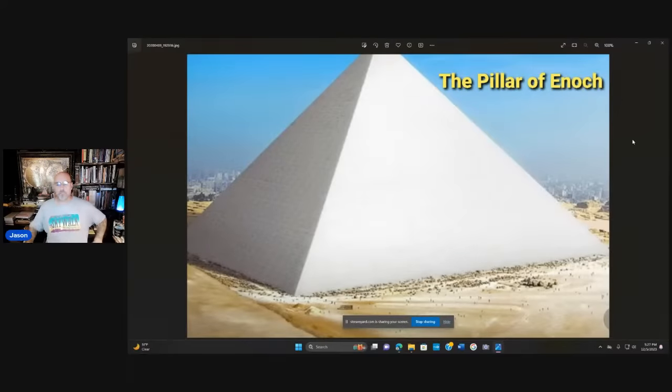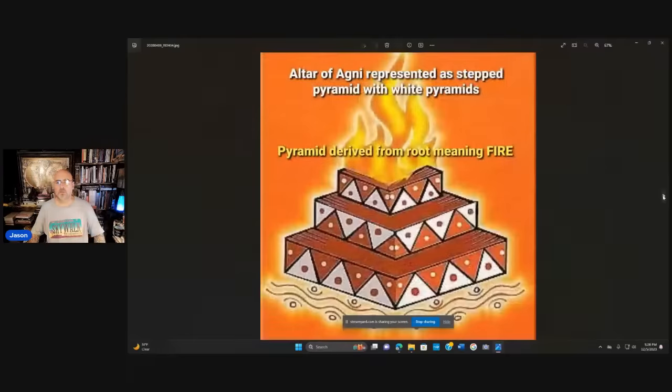So, the descriptions we have for the Pillar of Enoch are right here. The word pyramid is new. The ancient world did not know the word pyramid. This is the word that we basically invented to describe the structures. But in the traditions, this is what the Pillar of Enoch looked like. So here's the Altar of Agni, represented as stepped pyramid with white pyramids. See all these white pyramids here? This is the Altar of Agni.